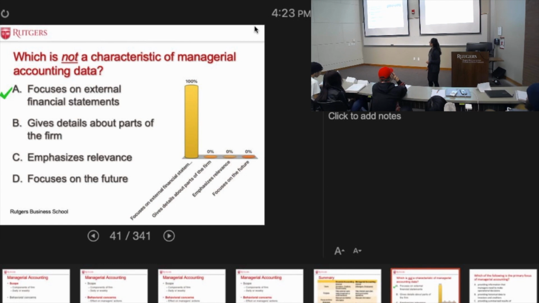Yeah, so B is details about parts of the firm, right? We just covered that financial accounting focuses on firm-wide information, so we don't look at the components of the firm. But for managerial accounting, we can look at the parts of the firm. And also, both financial and managerial accounting focus on the relevance of the information. Managerial accounting focuses on the future, but financial accounting focuses on the past, right? So that's very easy.